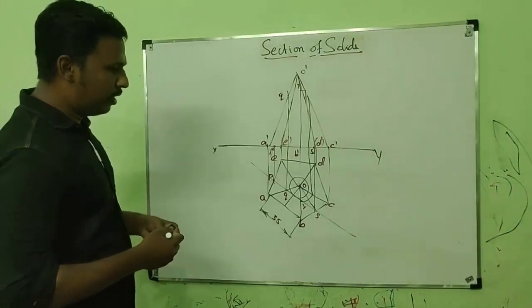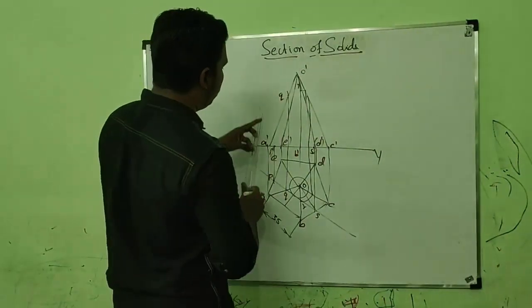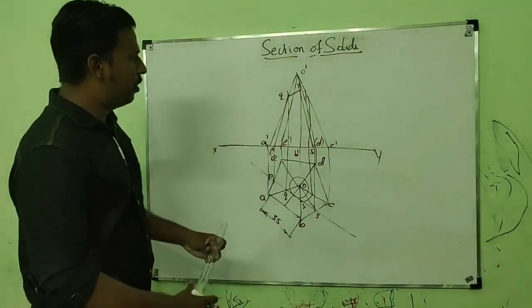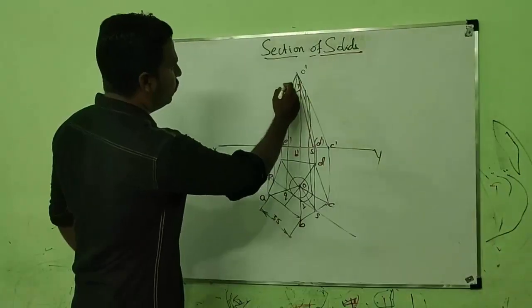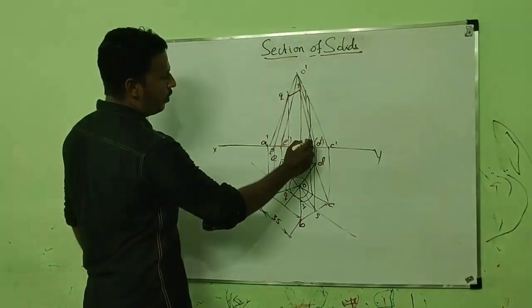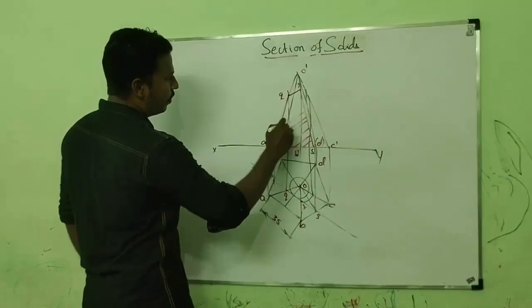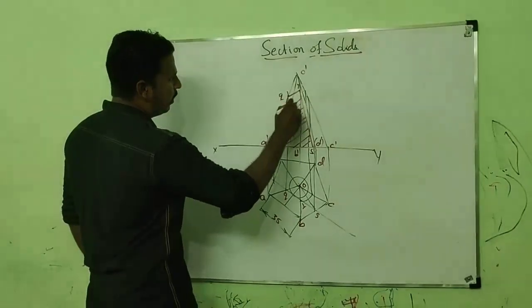Let us connect all the cut points first. Okay, now we got a section QRS. Section PQRS is this. So I have to hatch this newly exposed portion. The hatching should be done using thin lines.